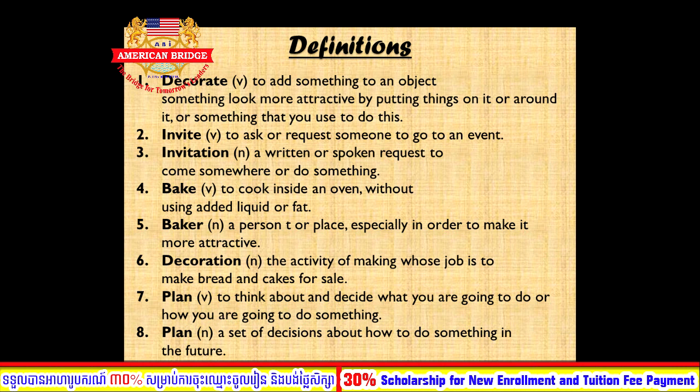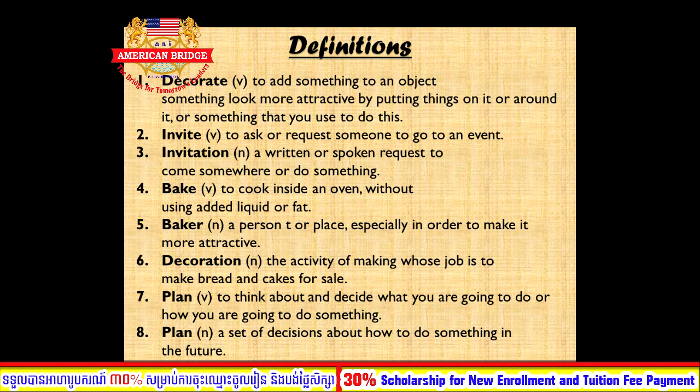Word number 1, decorate. Number 2, decoration. Number 3, invite. Number 4, invitation. Number 5, bake. Number 6, baker. Number 7, plan. And number 8, plan. So there are 2 plans, and you can see one of them is a verb and one is a noun. Okay, so let's have a look at the definitions together.